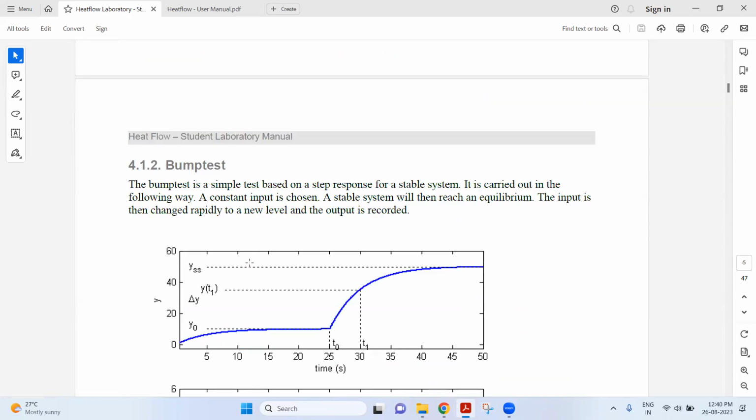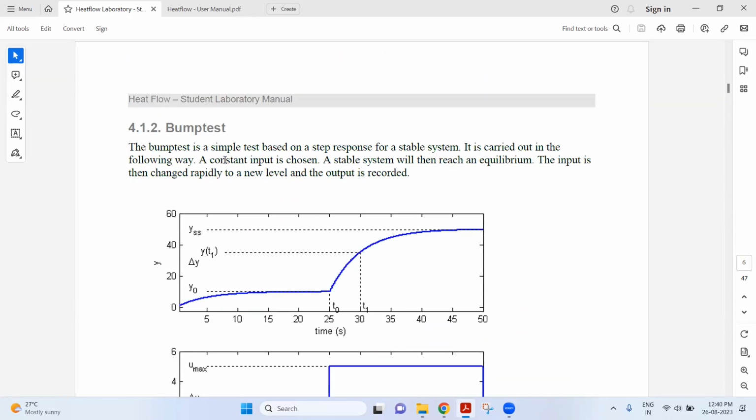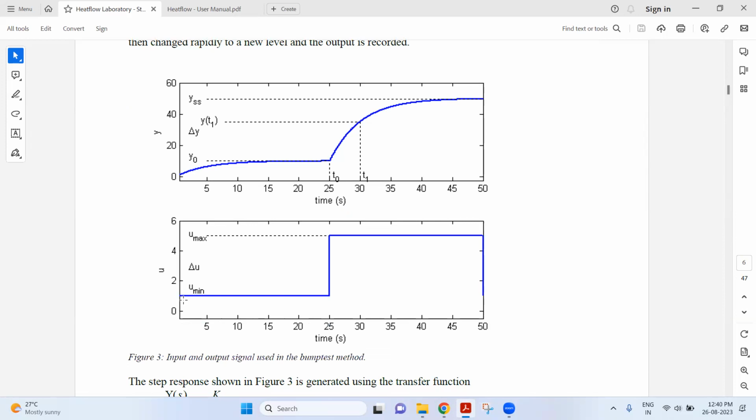Output. Look here. Now this is a simple test based on the response for a stable system. It is carried out in the following way. The input is chosen and rapidly increased. Now see, this is the input. On the x-axis we have time, and on the y-axis we have internal energy. U is nothing but internal energy.